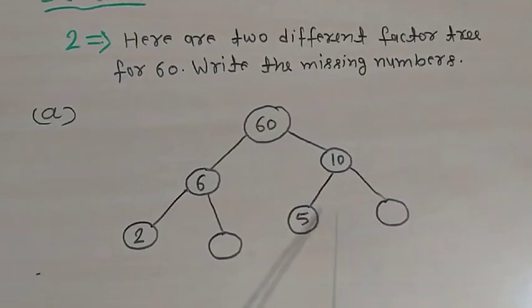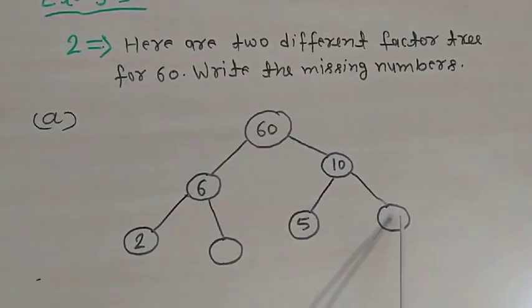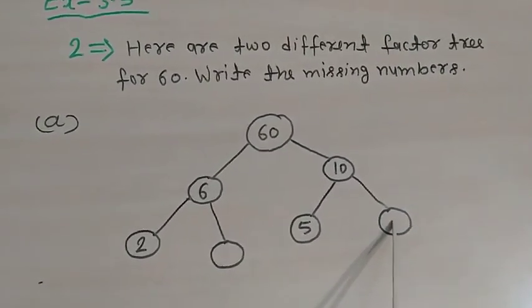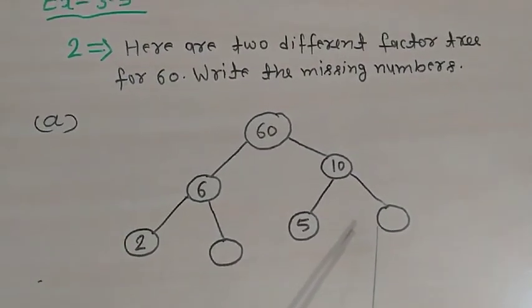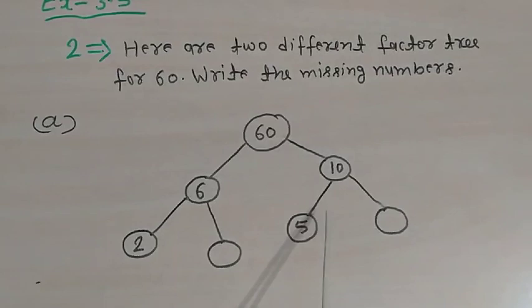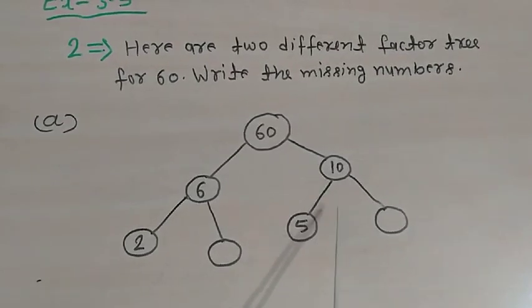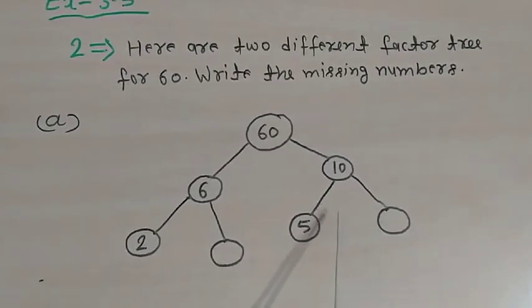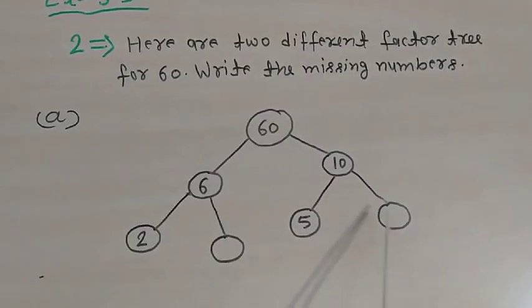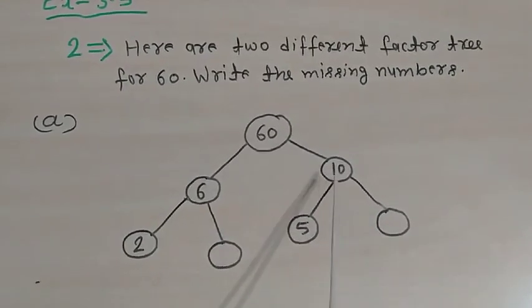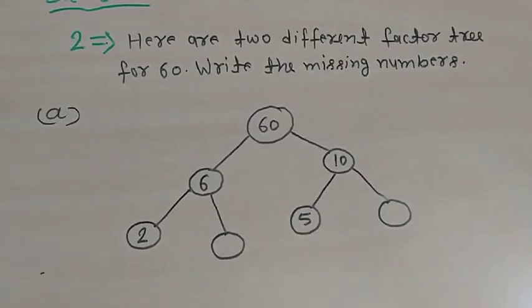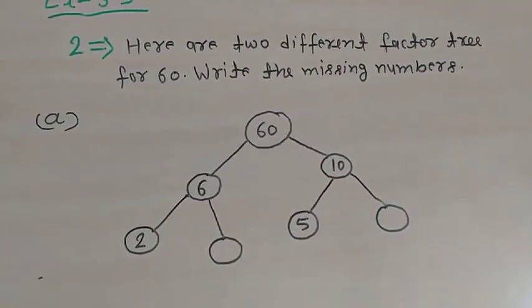Now here 5, what number do we write here that we multiply by 5 to obtain 10? How do you know? We just divide 10 by 5. If we divide 10 by 5 we obtain 2. So here write 2. Clear? So 2 times 5 is 10.